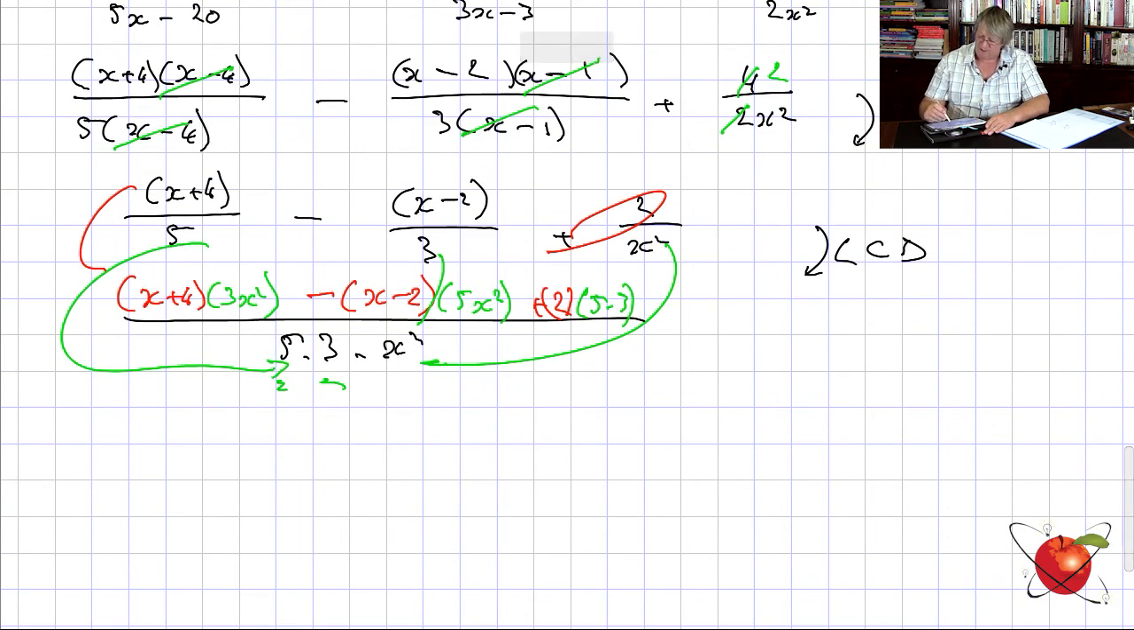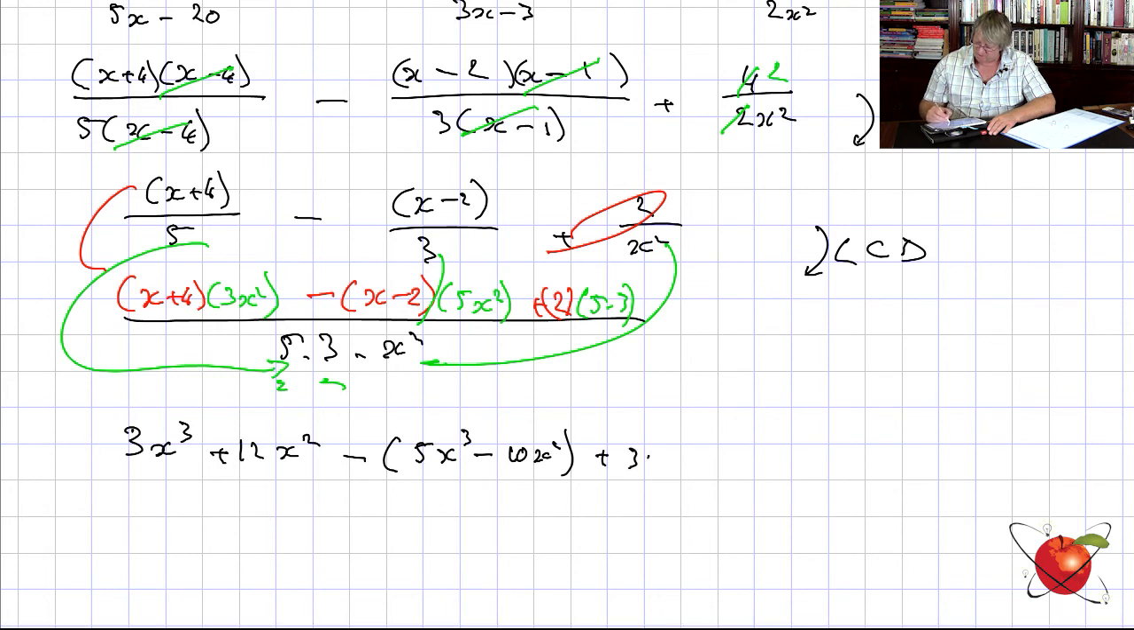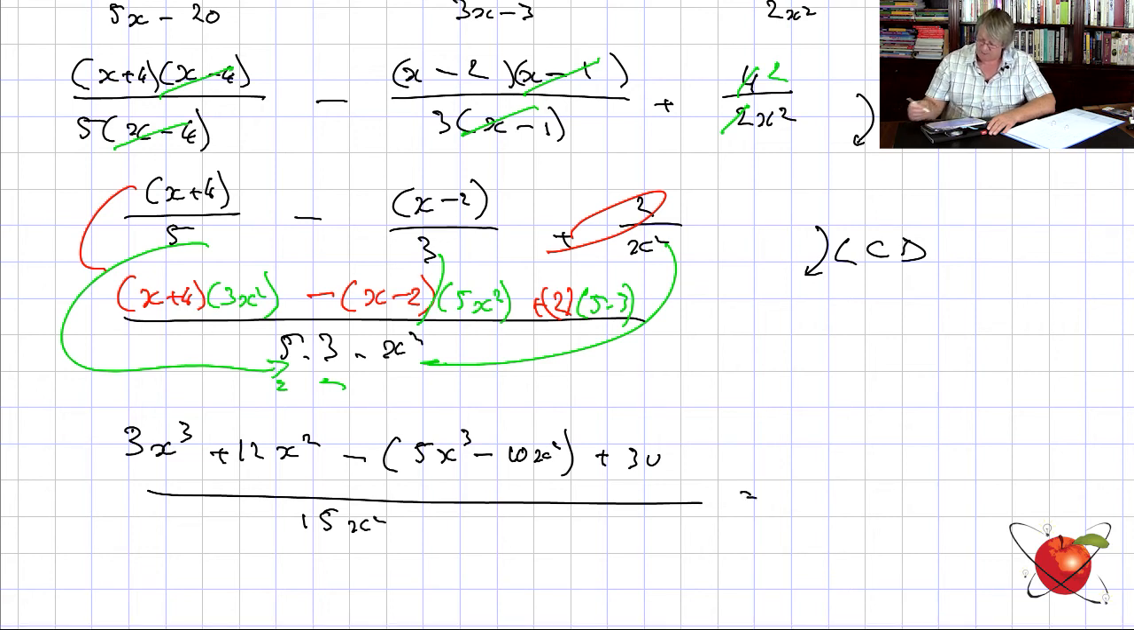So the step now is we're going to simplify that, and you multiply it out, and you end up with 3x cubed plus 12x squared minus, whoa, there's a double bracket there with minuses. Let's just take it slower. That's going to be minus 5x cubed, right? Minus 10x squared in the bracket, right? Plus 30 all over 15x squared. Okay, let's see what that does.